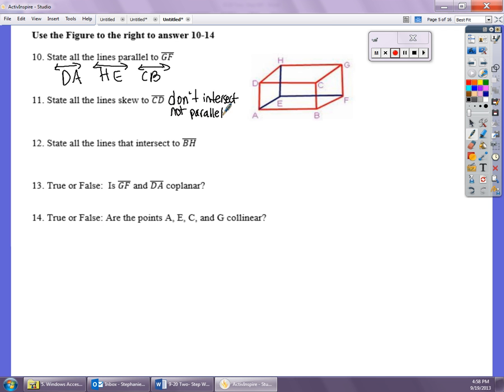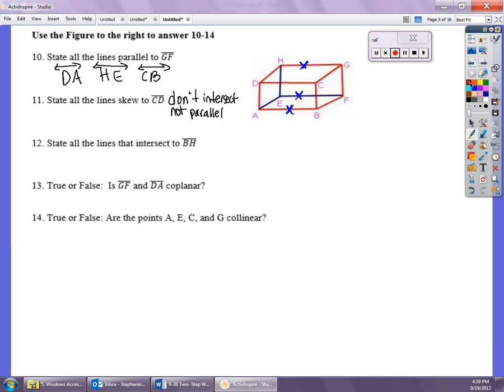So remember I told you earlier today what I did with this problem: I crossed out all of the things that were intersecting, and then I crossed out all the things that were parallel. So when we go to CD, AB is parallel, so it's not skew, that's why I'm crossing it out. Also HG is parallel, so that's definitely not skew. And also, it looks like FE might be parallel. So those three are definitely not going to be skew.